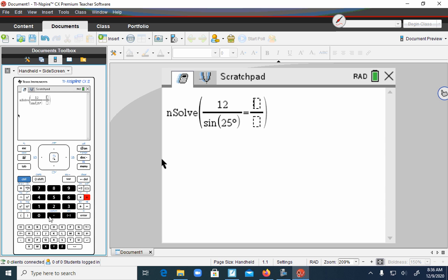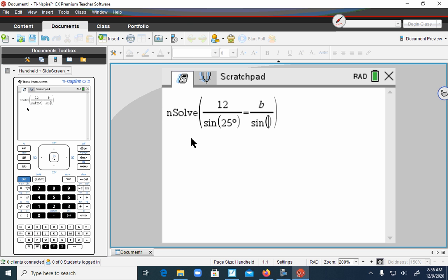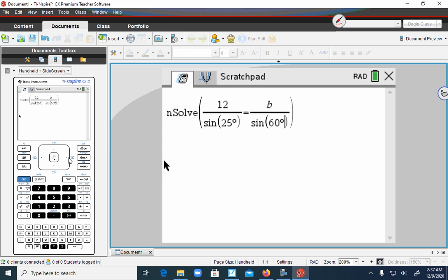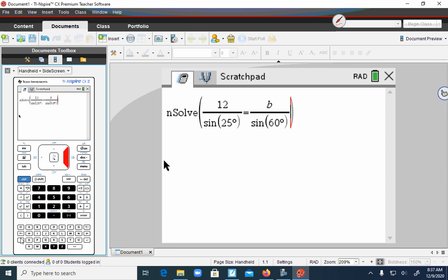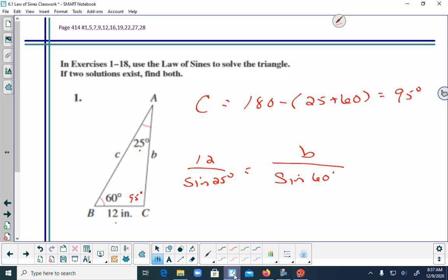And now I'm going to go ahead and use the letter B. And then my angle is going to be 60 degrees. Making sure I put that degree symbol. And then remember, you get out of this, you hit comma, and then whatever letter you put here is the letter that you're going to put after that parentheses. So I'm going to do letter B. I'm going to hit enter, and I'm going to get side B to be 24.59. So side B is 24.59.